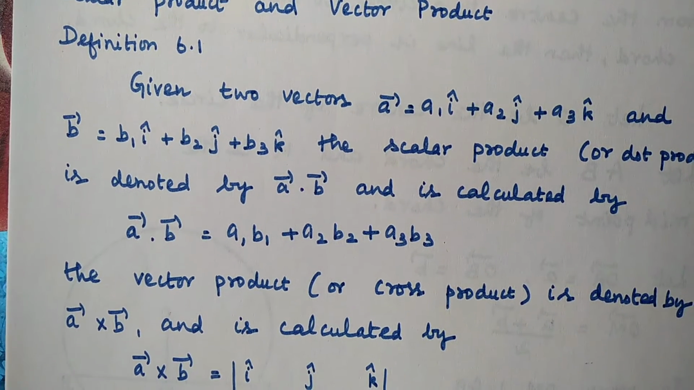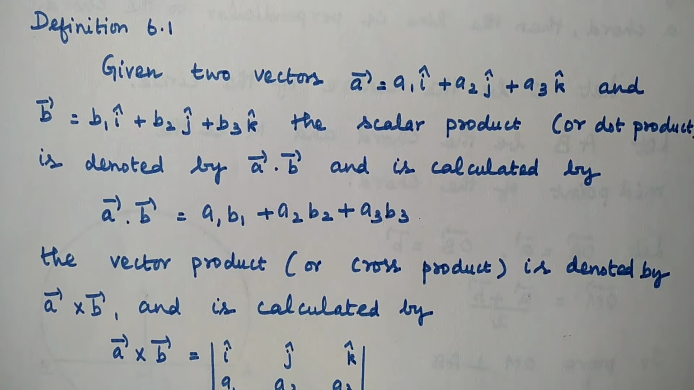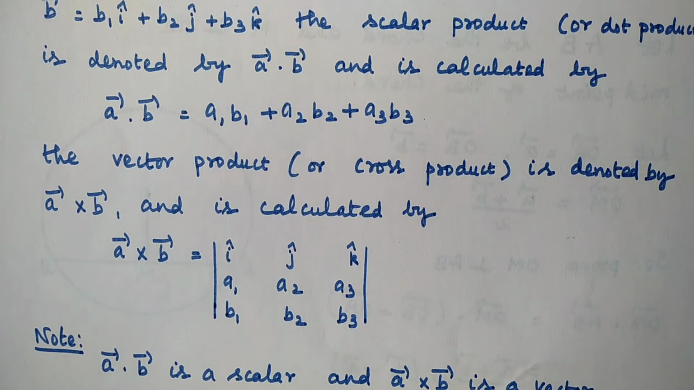The vector product or cross product is denoted by a vector cross b vector and is calculated by a vector cross b vector equal to determinant i cap, j cap, k cap, a1, a2, a3, b1, b2, b3. Expanding this determinant, you can get the value of a vector cross b vector.